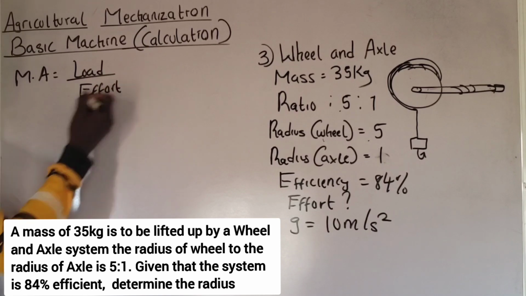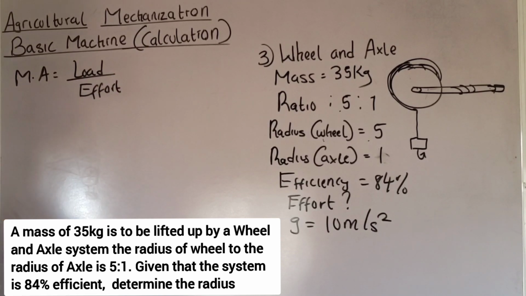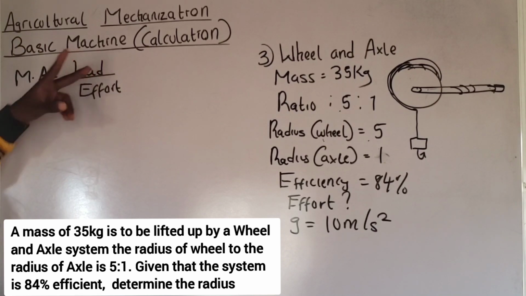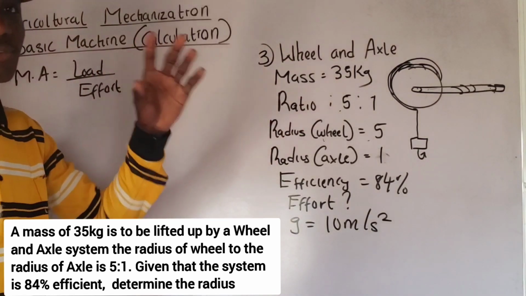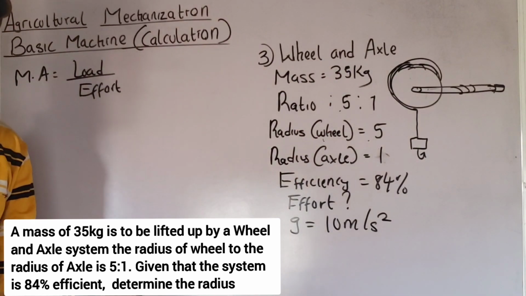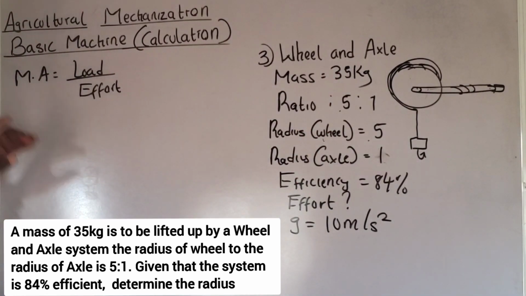You understand? Now, I don't know the mechanical advantage. If I know the mechanical advantage, I can easily determine the effort because I've been given the load. All I have to do is convert 35 kilograms to Newton, you understand? But I don't even know the mechanical advantage. So how do I go about this question?